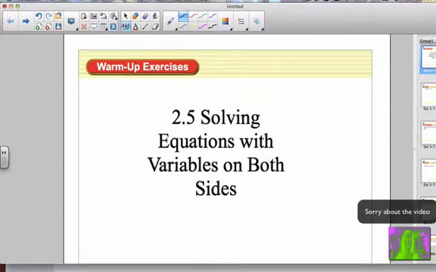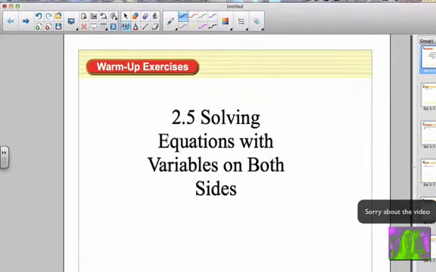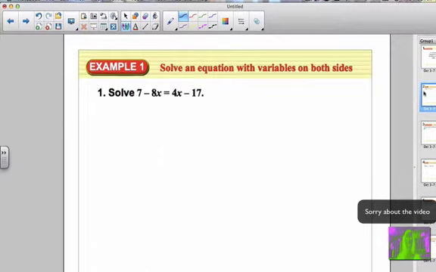This podcast is 2.5, solving equations with variables on both sides. All right, we've gone over multi-step equations. Now we have a problem where we're going to have the variables on both sides of the equal sign.